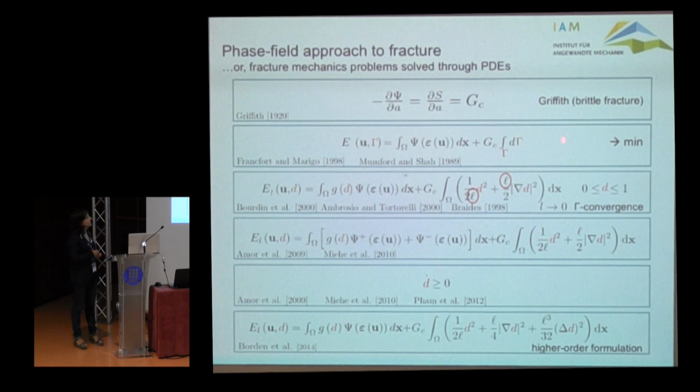Many years later, Francfort and Marigo in France developed a variational interpretation. Well, they reformulated the problem in a variational sense. So here you have an energy functional, which contains the displacement field and the unknown crack, where you have an integral over the volume of the elastic strain energy density plus a surface integral over an unknown surface, which is the surface of the crack, multiplied by the fracture energy. And the minimization of this energy functional was shown by Francfort and Marigo to be, in a sense, equivalent to Griffith's problem.